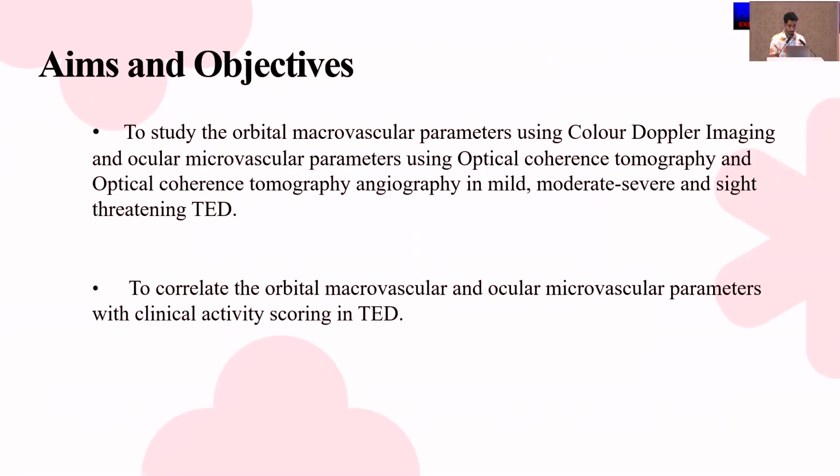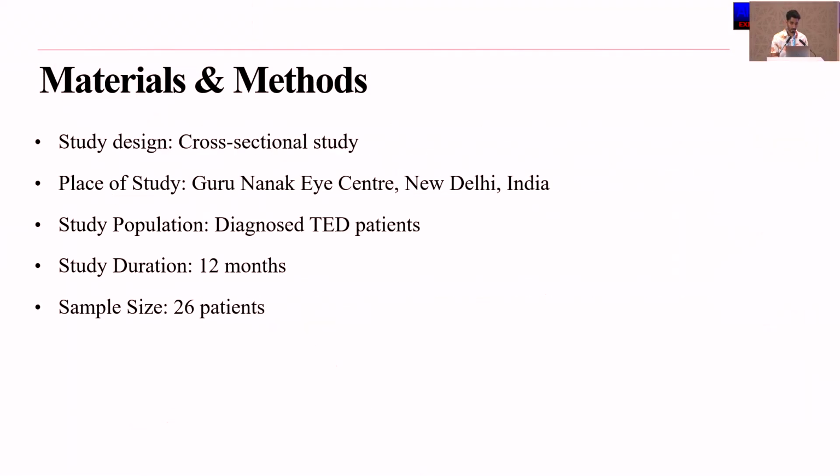plexus blood flow. So the aims and objectives of my study were to study the orbital macrovascular parameters using color Doppler and ocular microvascular parameters using OCT and OCT angio in mild, moderate to severe and sight-threatening TED, and to correlate the orbital macrovascular and microvascular parameters with CAS scoring in TED.